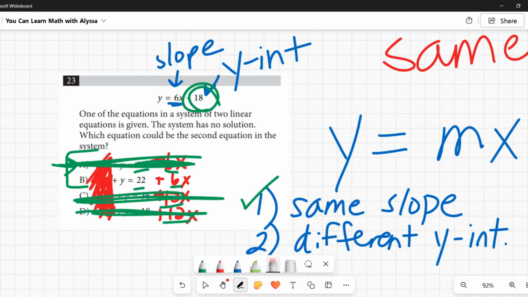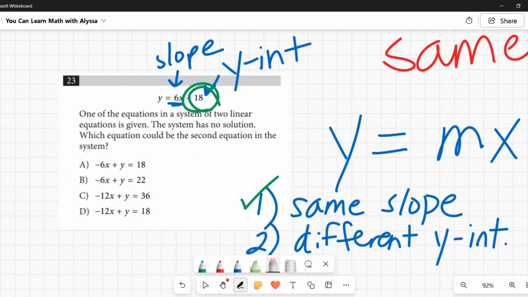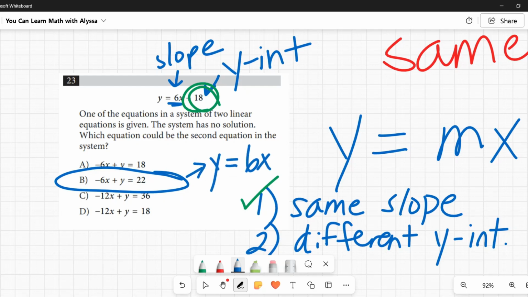And this is probably the most writing and mess that I've made on a series of answers when doing one of these. So let's clean it up just to be absolutely clear. We are saying B. B is my answer because if we wrote it, it would be y equals 6x plus 22, meaning it has a slope of 6, the same slope as the original, but a different y-intercept of 22. B is your answer.